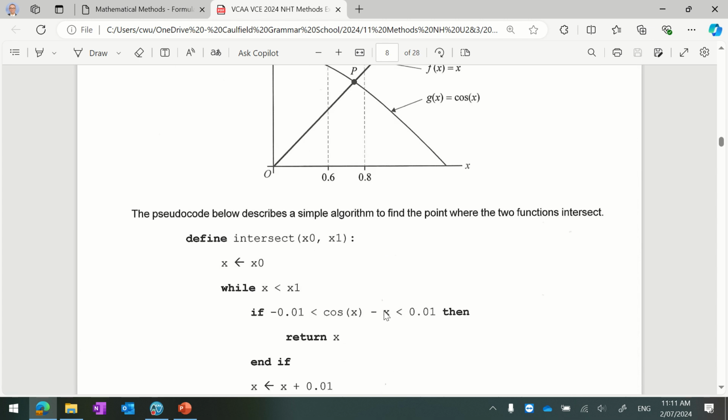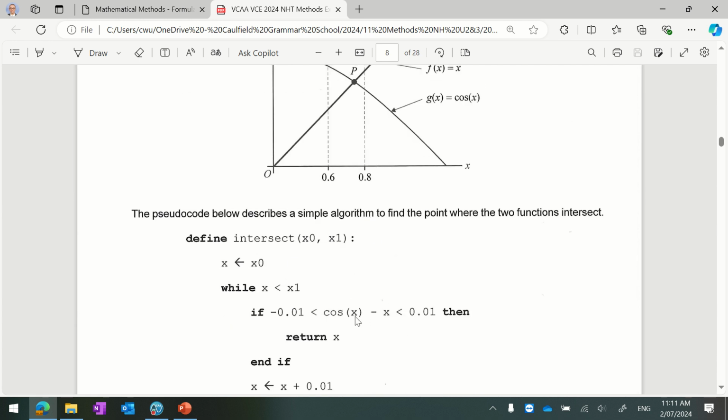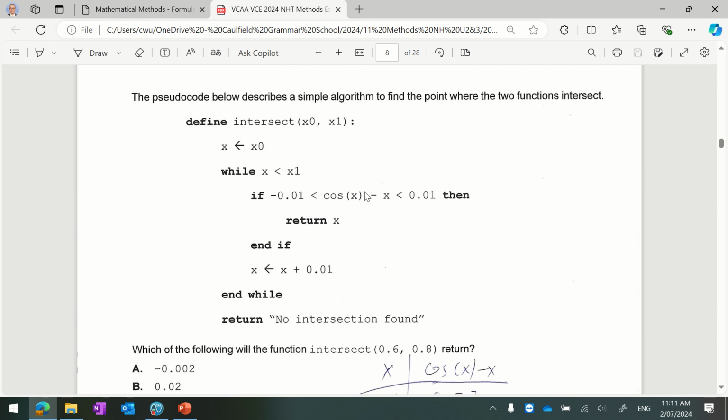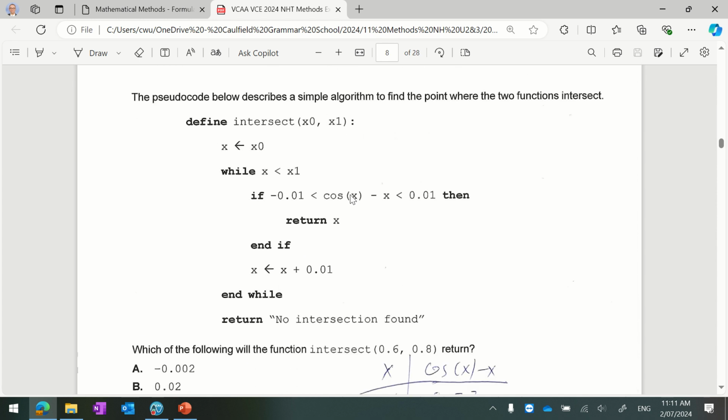So while your x value is smaller than x1, it will look for the difference between the cos function and the straight line x function. If the y value difference is between 0.01 and -0.01, it means it's very close to 0. If that's the case, we have found the answer. There's no difference between cos x and x, which means the y value is the same. They're intersecting. So we return the x value.